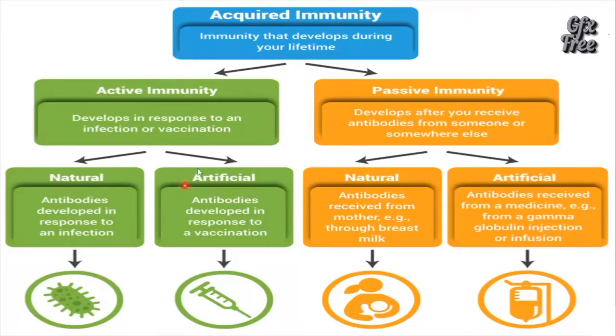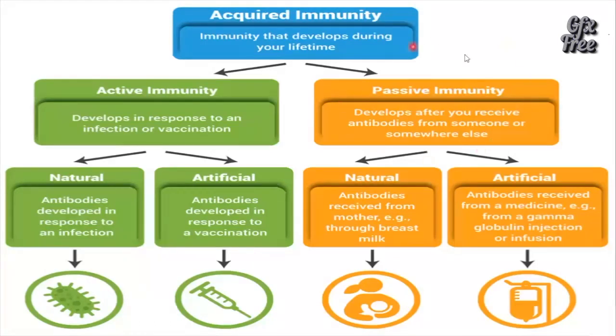And what is artificial active immunity? That is the antibodies developed in response to a vaccination. You take a vaccination against, for example, polio. Against the polio virus you take a vaccination, so then later you won't get that infection again. That is artificial active immunity. Artificially you are getting that immunity through a vaccination.